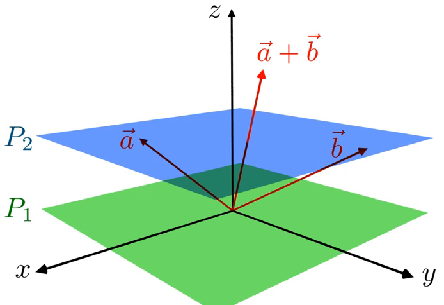Right identity: a plus 0 equals a for all a in A, where 0 is the zero vector in A-arrow.